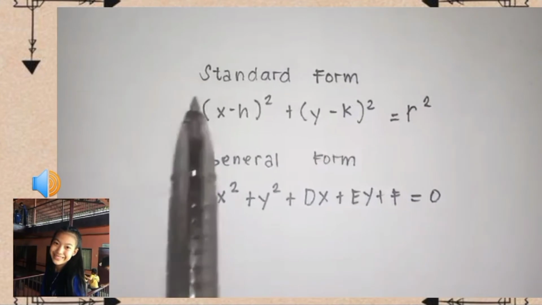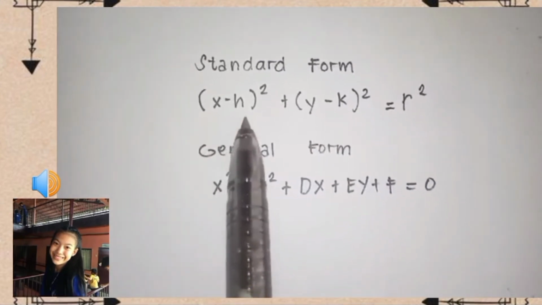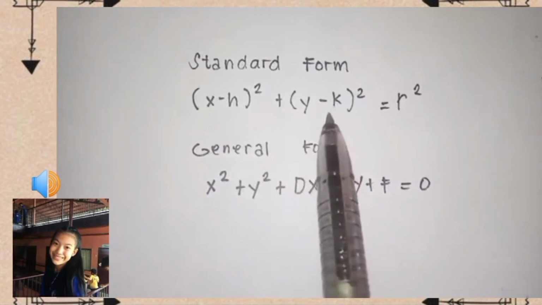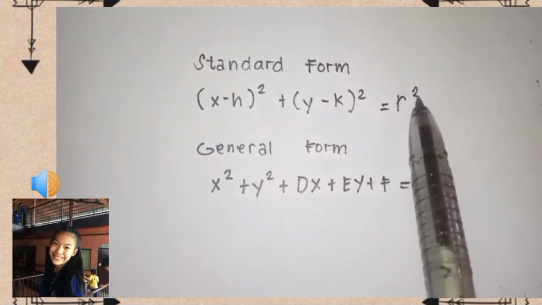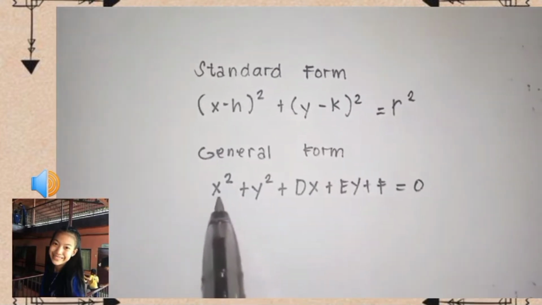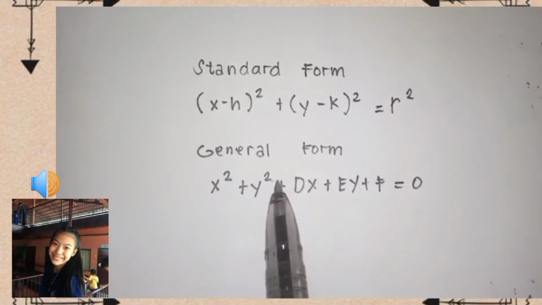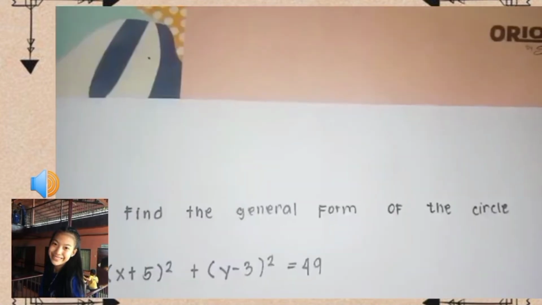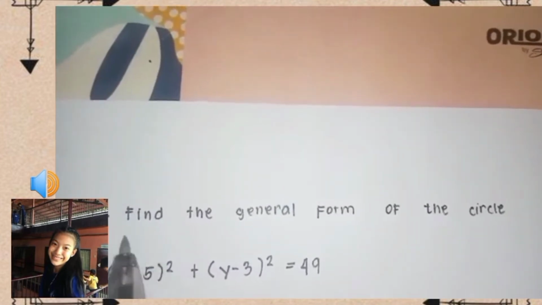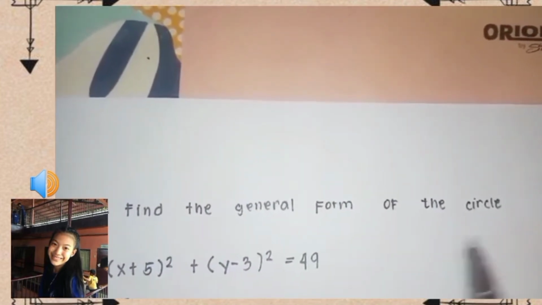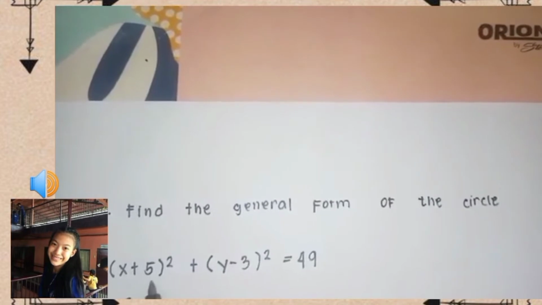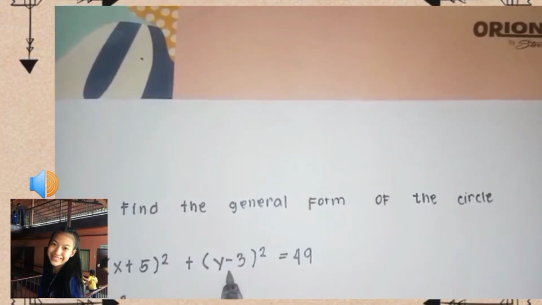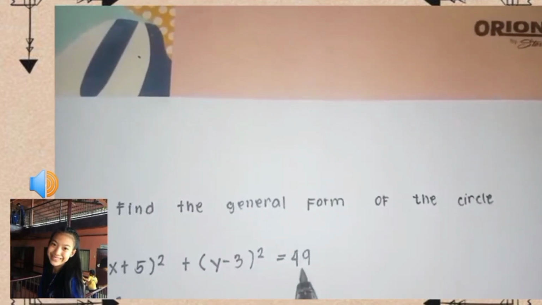Standard form: quantity x minus h squared plus quantity y minus k squared is equal to r squared. And our general form is x squared plus y squared plus dx plus ey plus f is equal to 0. So let us do example number 2. Find the general form of the circle: quantity x plus 5 squared plus quantity y minus 3 squared is equal to 49.